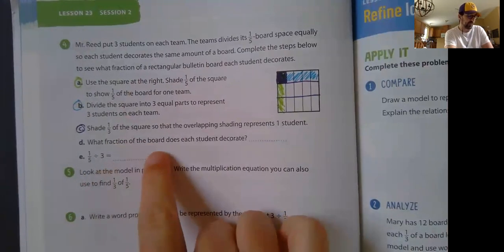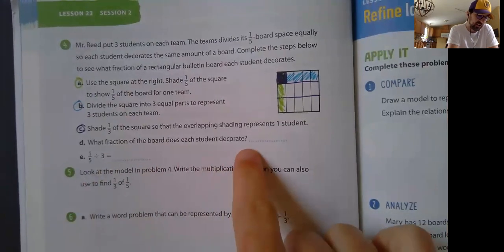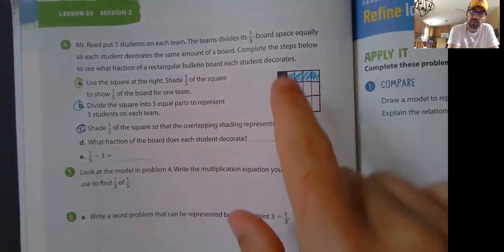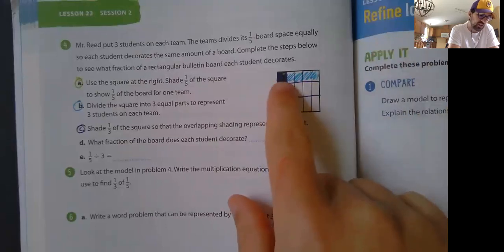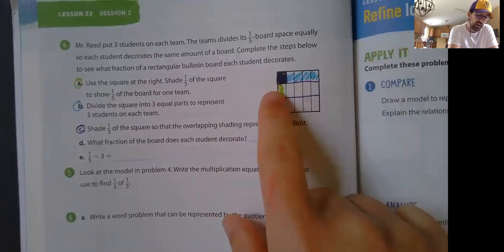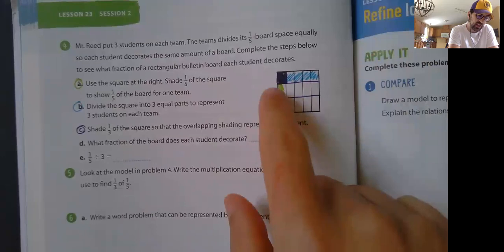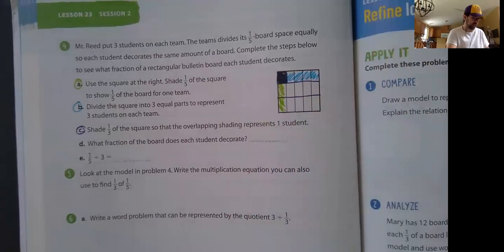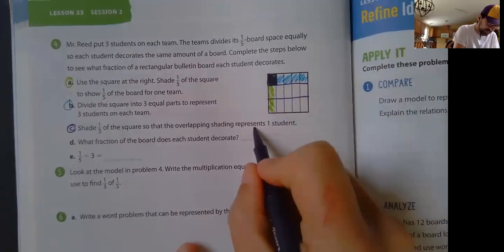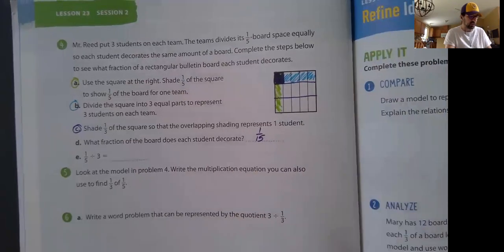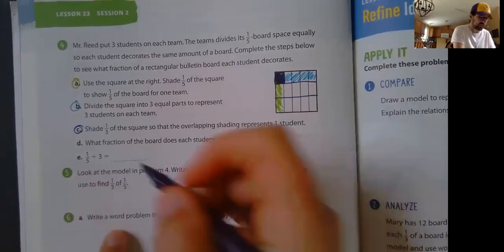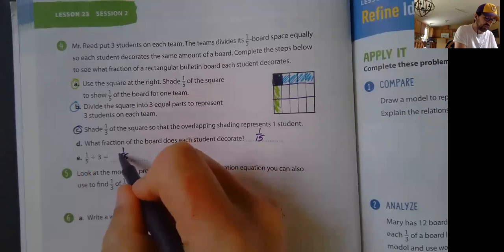So what fraction of the board does each student decorate? Well, what fraction of the entire board? Remember, it's in relationship to the whole. Okay, so this is one part out of how many? Well, this is 3, and this is 5, so we have a total of 15 parts. This is 1/15. Okay, so therefore, 1/5 divided by 3 equals 1/15, right?